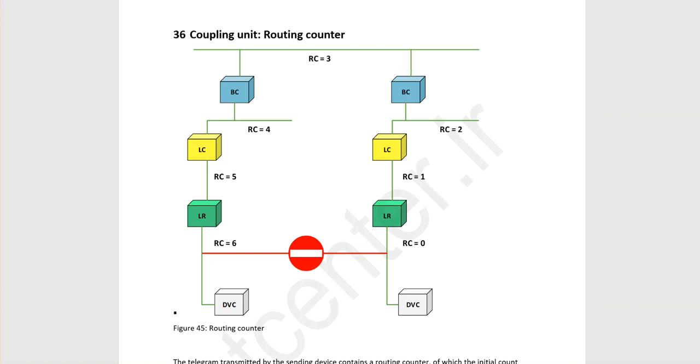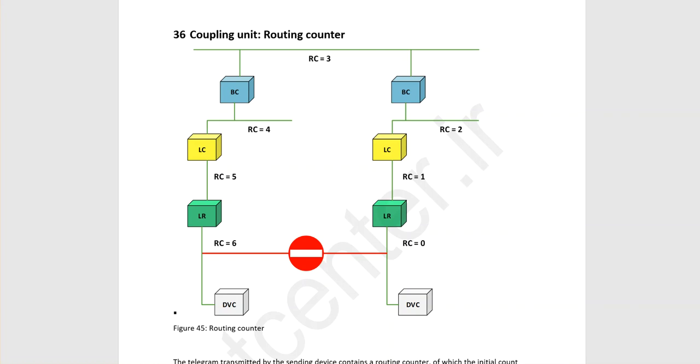Okay, the next concept is routing counter. Remember that I told you there is no possibility to make a ring in KNX. So if you make a ring by mistake, there is something to avoid serious problems. Whenever the telegram or the packet of data passes the line repeater, line coupler or backbone coupler, the routing counter decreases by 1. It starts at 6, okay? So 6, 5, 4, 3, 2, 1, 0.